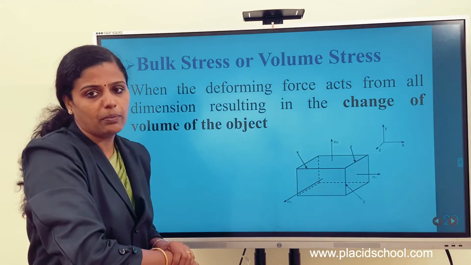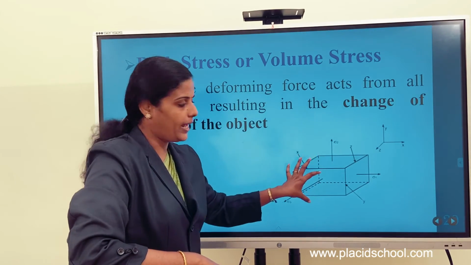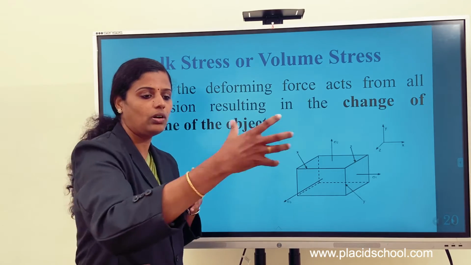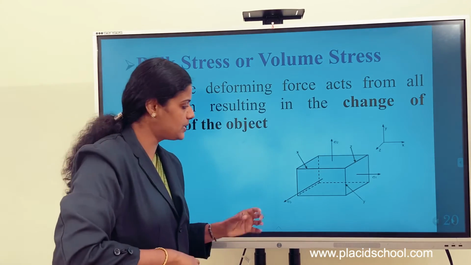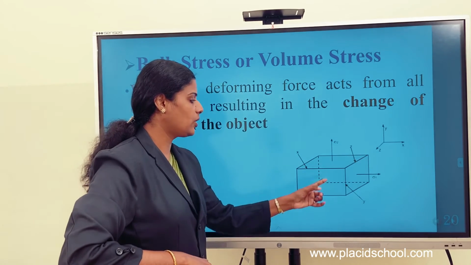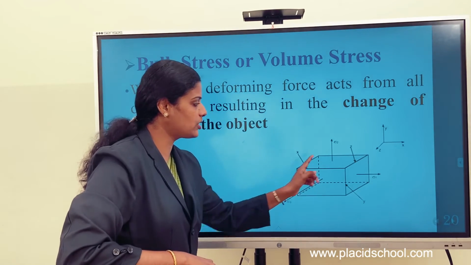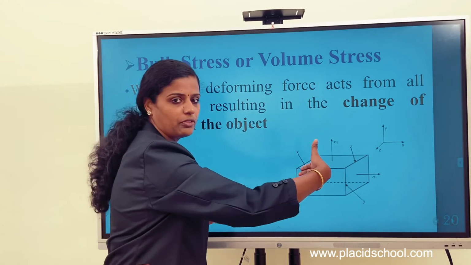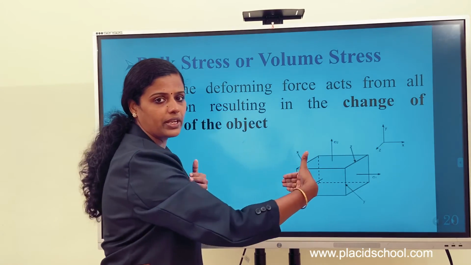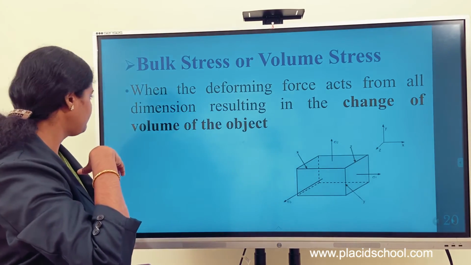And in the case of bulk stress or volume stress, what happens? Take a body, a rectangular box, and we are applying force in all directions. The force is applied in a direction perpendicular to the cross-sectional area. Consider this area: we are applying force in this direction. This area: we are applying force in this direction. So the area of cross-section and the applied force are perpendicular to each other. This is about volume stress.